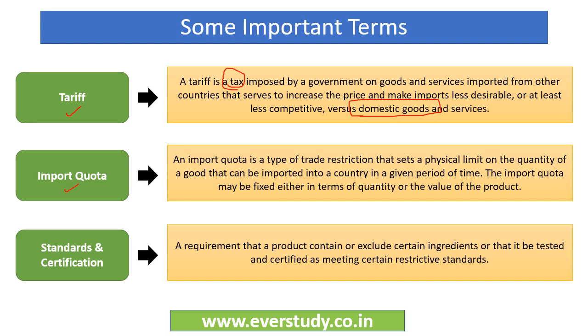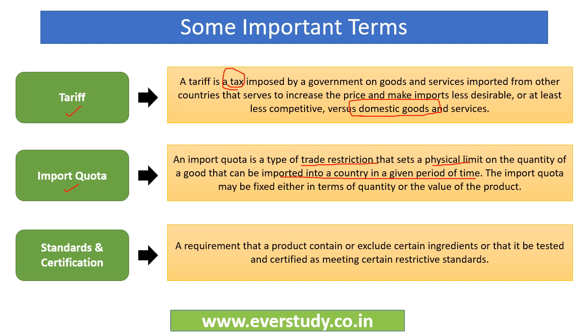Next is import quota. Now import quota is a type of trade restriction. When we talk about import quota, we are talking about a physical limit which is set on the quantity of goods that can be imported into a country in a given period of time. So here we are setting up that only rupees 1 lakh worth or only 10,000 kg of sugar can be imported into India. So we have imposed this import quota.